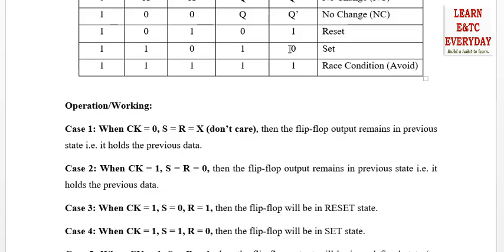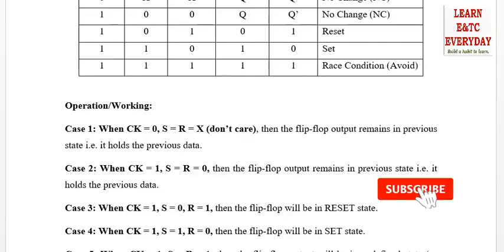And in the last case, when clock is 1, S is 1, R is 1, the output becomes 1, 1. That is called a race condition, because Q and Q complement cannot be equal. They are always opposite to each other. Since this is a race condition, which has to be neglected, SR flip-flops are not used much. So this is a forbidden case.